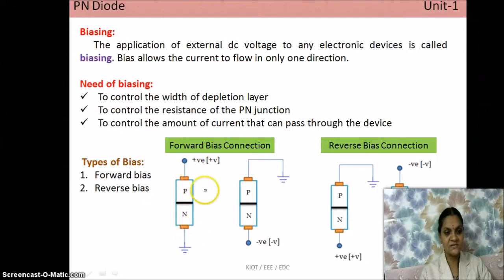This is the representation of a PN diode: P type, N type, this is the junction, and these are the electrodes. When the P type electrode is connected to the positive terminal of the battery and the N type is grounded, or when the P type is grounded and the N type is connected to the negative terminal of the battery, this connection is called forward bias connection. We can follow any one of these.